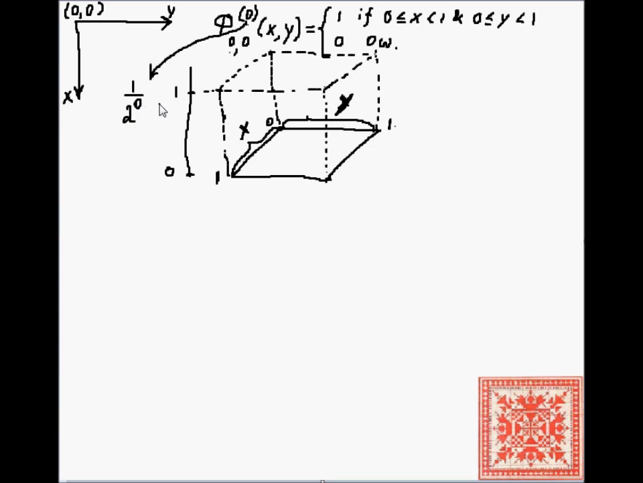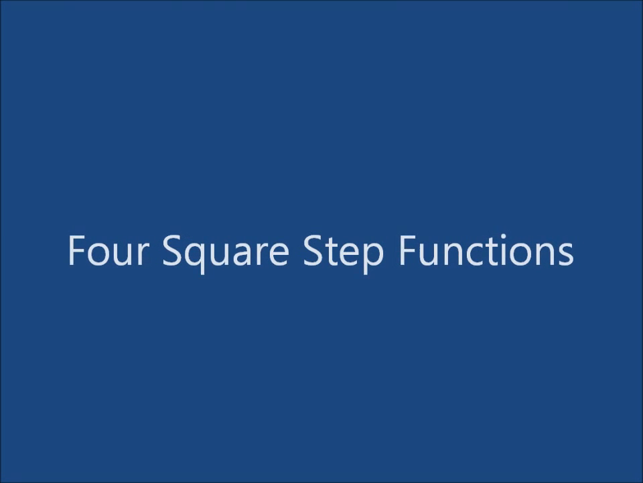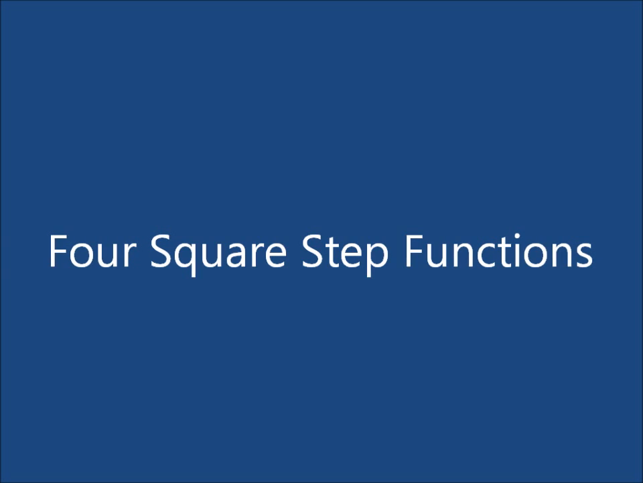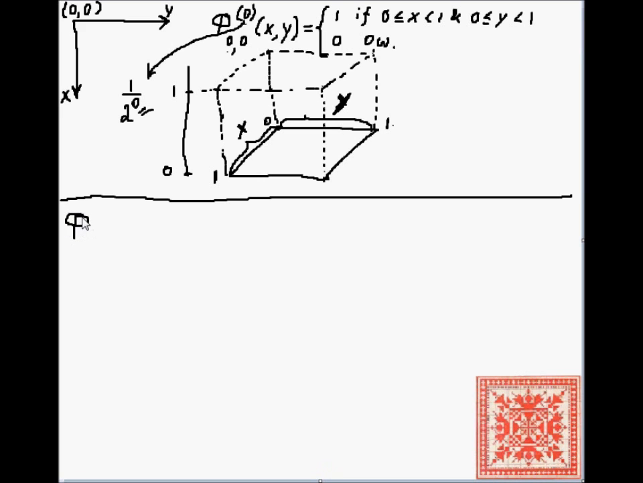So the superscript defines the exponent of the power of 2 in the denominator. Because it's 0, our square is of size 1 by 1. So 1 divided by 2 to the 0th is 1. Okay.